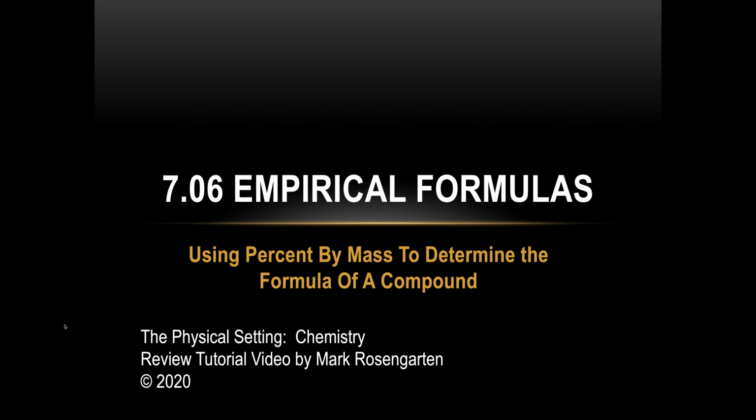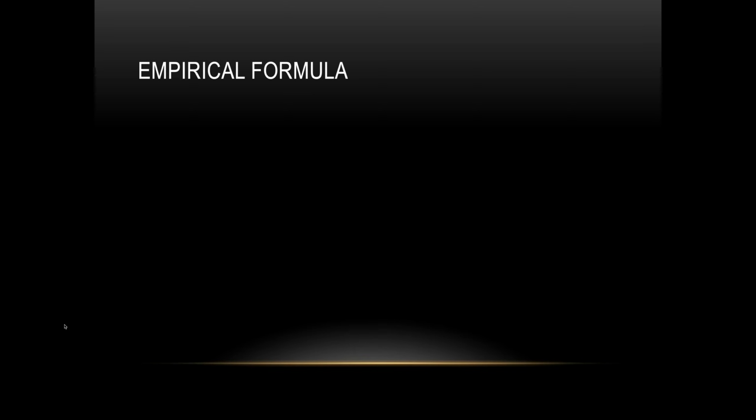Topic 7.06 Empirical Formulas. Last time when I showed you how to do percent composition, I gave you a little bit of a teaser of what's going to come today. How exactly do they experimentally determine the formula of a substance in the first place? I mean, again, you can't just ask a substance what its formula is. You actually have to do some lab work in order to make it happen.